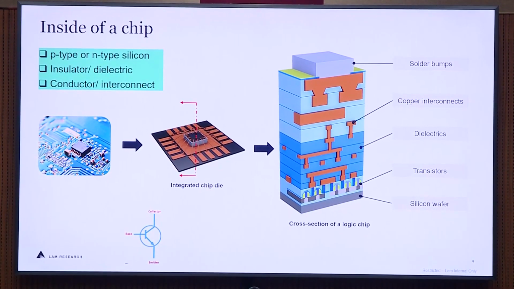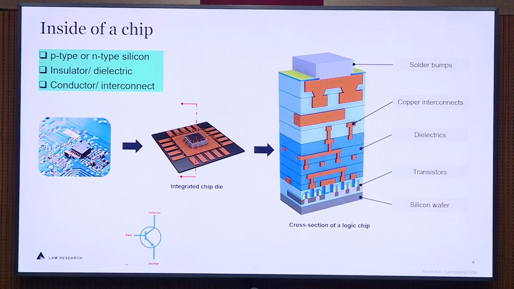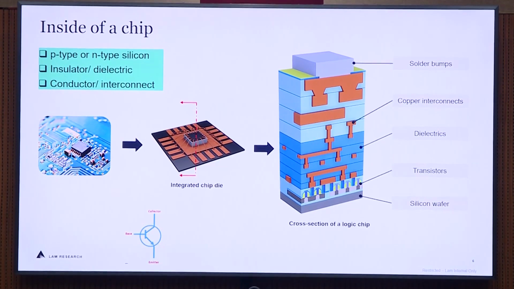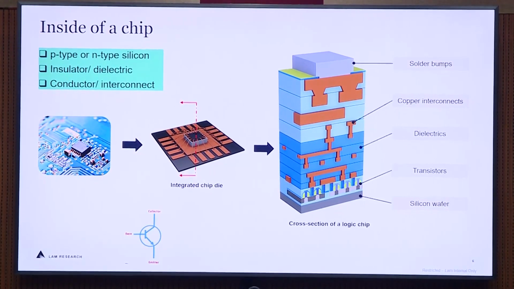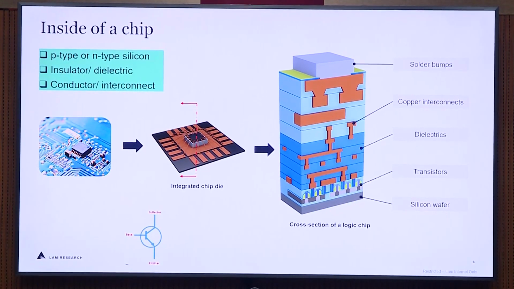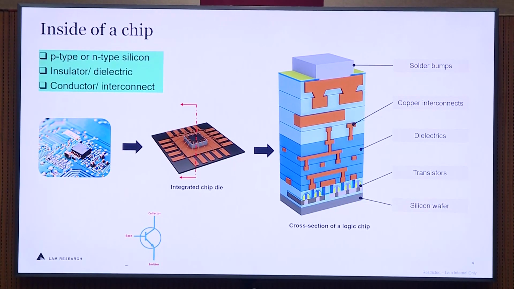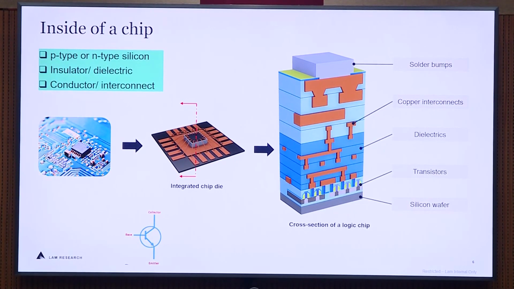If you look from bottom to top, we have the base as a silicon wafer substrate, where we first do the doping for P-type and N-type. Then it goes in the upward direction with a lot of interconnects, a lot of dielectric layers and copper connections, and then it goes to the solder bump. This solder bump is connected to the motherboard of the PC, and it connects the silicon world to the actual physical world.